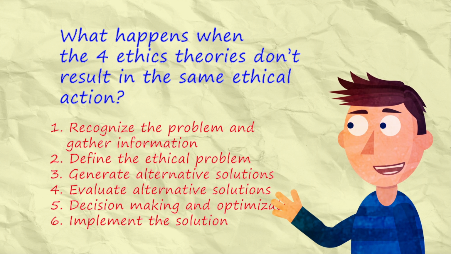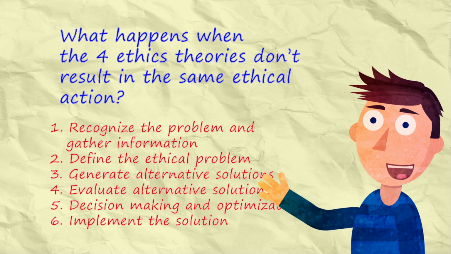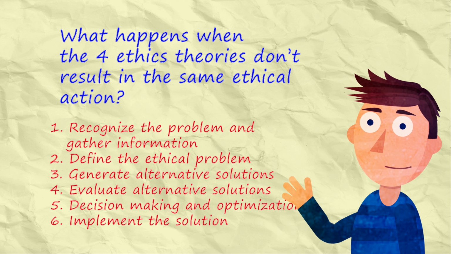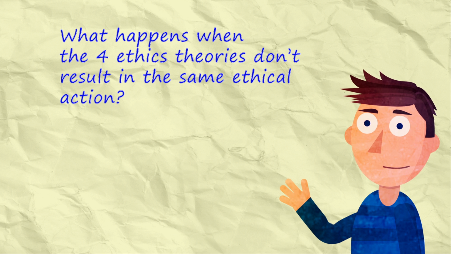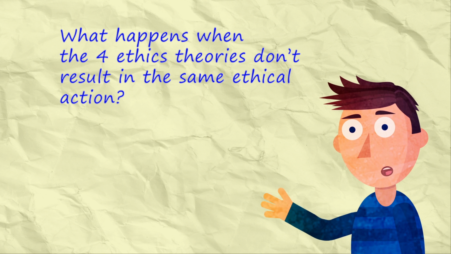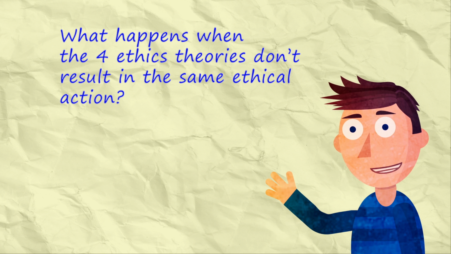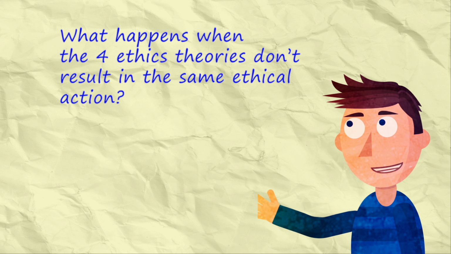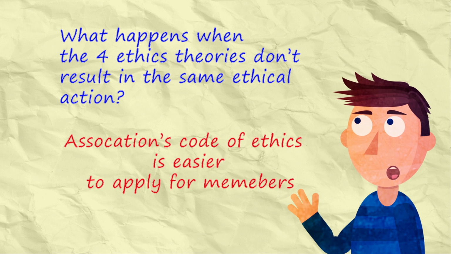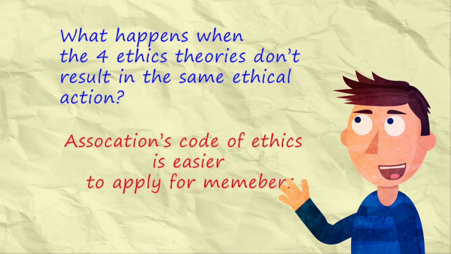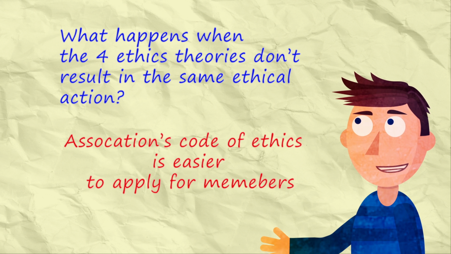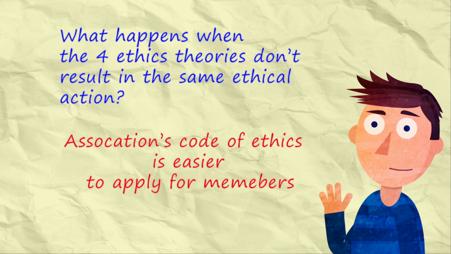Number 4 is evaluate alternative solutions. Number 5 is decision-making optimization. Number 6 is implementing the solution. Since applying ethics theories directly can yield contradicting answers, clear rules are easier to apply than philosophical theories. This is why the associations created the code of ethics that is based on the ethical theories. This provides a clear and consistent set of rules for all members to follow.